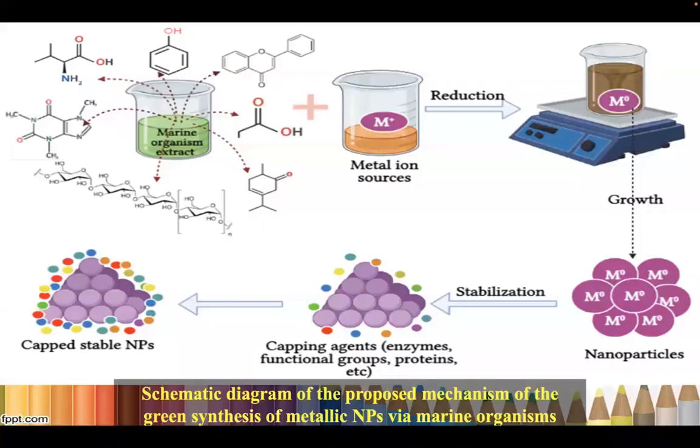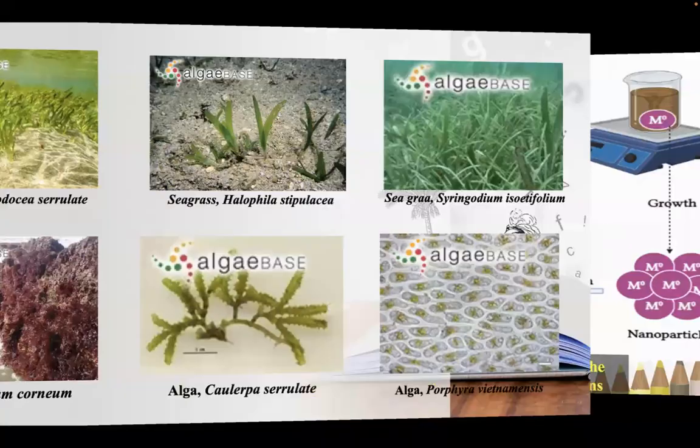We can make it in a very simple figure for the marine organism. When it reacts with metal ion sources and by reduction, we get the metal nanoparticles, and then stabilization to get capping agents from enzyme functional groups, and finally the capped stable nanoparticle. So this is a schematic diagram of the proposed mechanism of the green synthesis via silver nitrate.